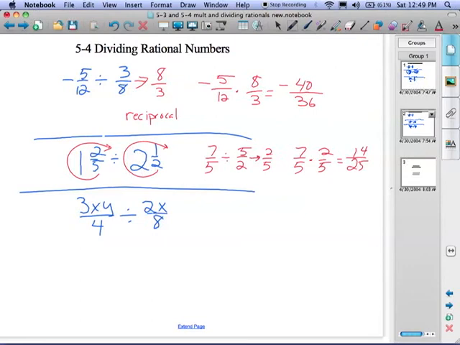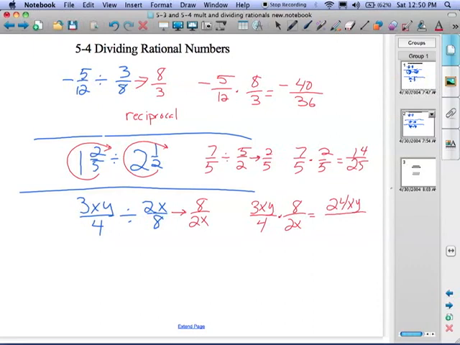So now we get to the ones that involve the variables, the sort of new thing we're going to add in addition to the integers. We're going to take the second fraction, and we're going to find the reciprocal, 8 over 2x. And then the problem is 3xy over 4 times 8 over 2x. Multiplying across the numerators, 3xy times 8 is 24xy. 3 times 8 is 24.